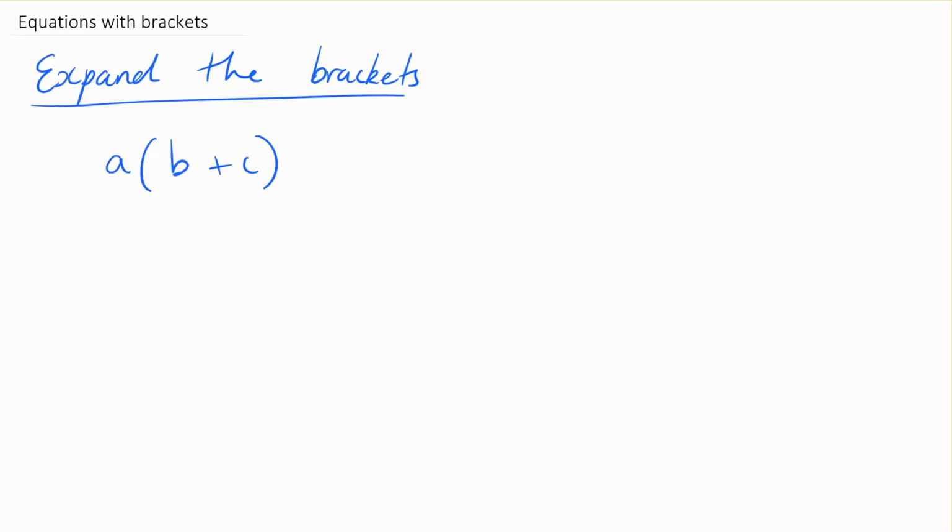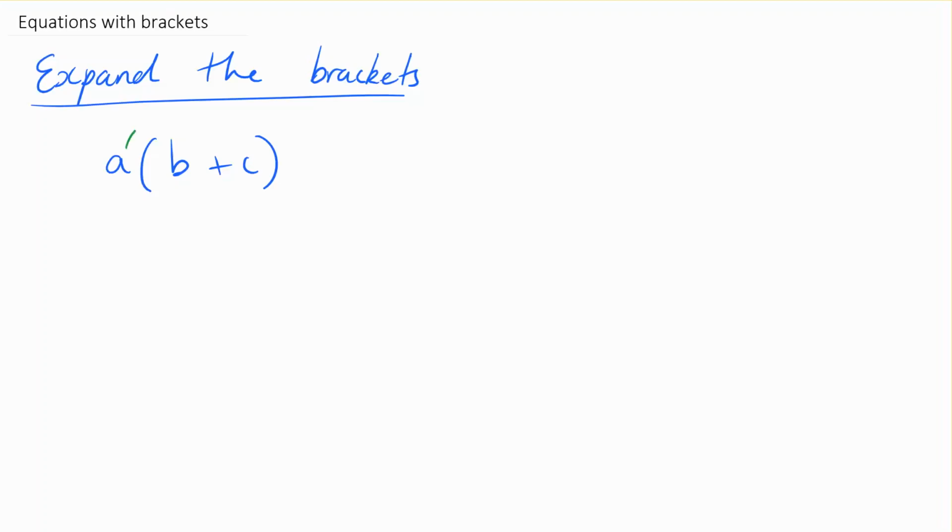Hi, in this video we're going to have a look at some equations with brackets. So whenever you have an equation with brackets, you need to expand the brackets. And here we're going to just expand these brackets. This isn't an equation because there's no equal sign here, but this is just the rule for expanding brackets.